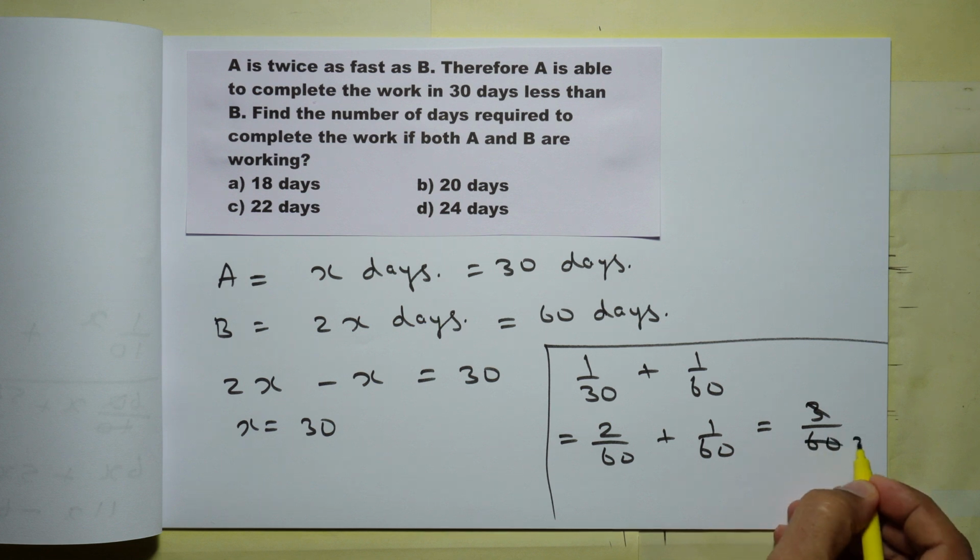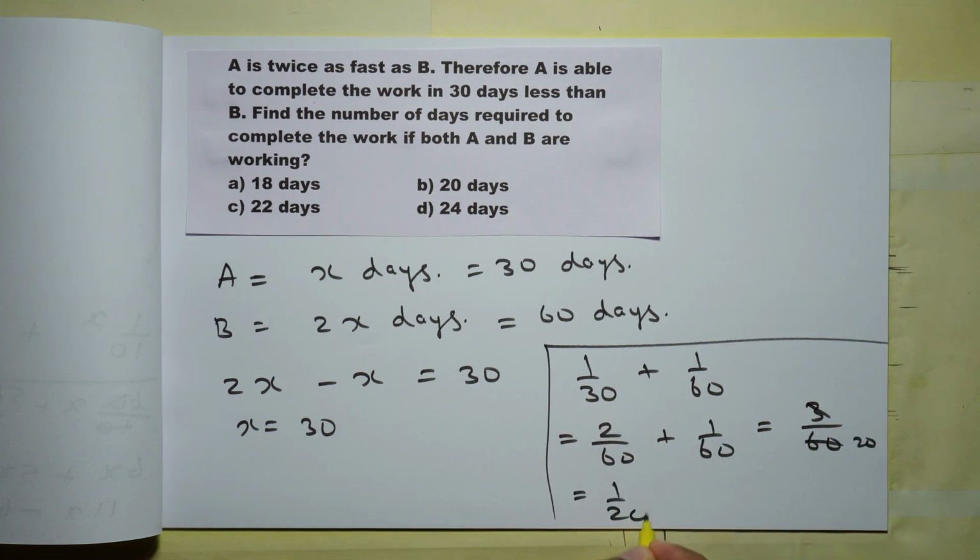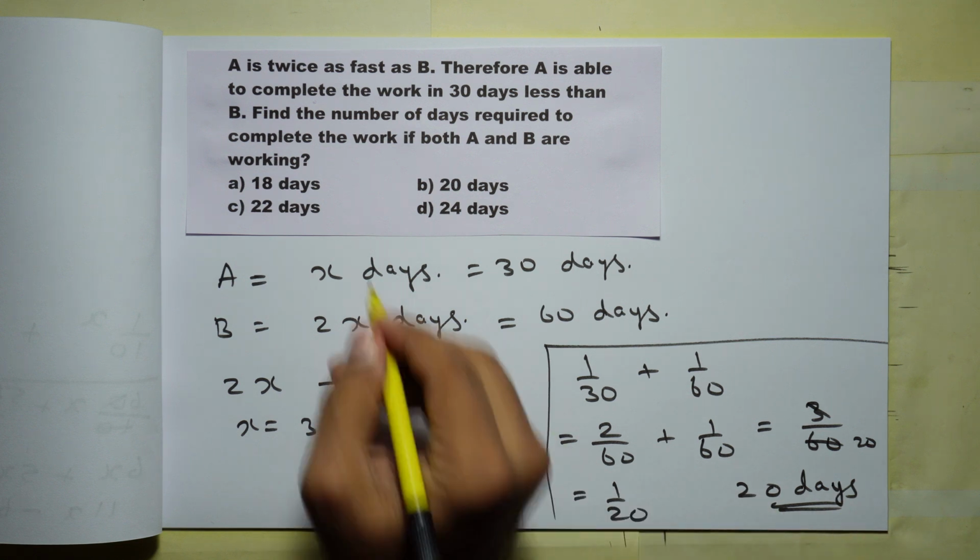3 divides 20 times. So if both A and B are working, they will do 1/20th of the work every day. So how many days are required? Just find out the reciprocal. 20 days are required. So if both A and B are working, they will require 20 days, option B.